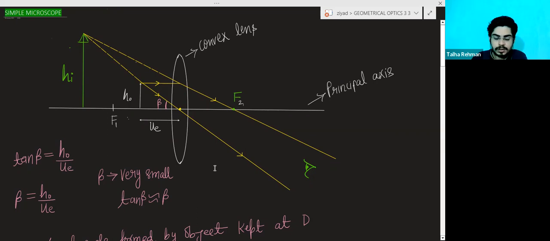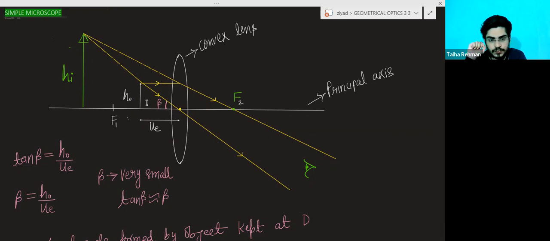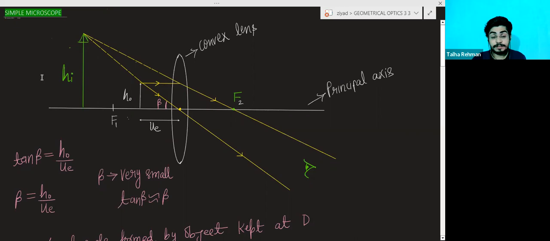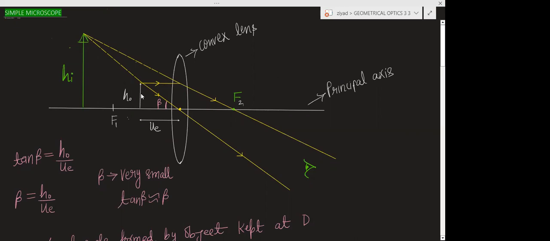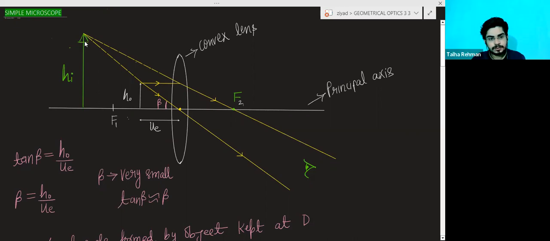Now, what happens when the object is placed between the optical center and the focus of a convex lens? The image will form here, we already saw. Now, for the ray diagram, what will you do? Should I draw the ray diagram again? Okay, I can draw it also.